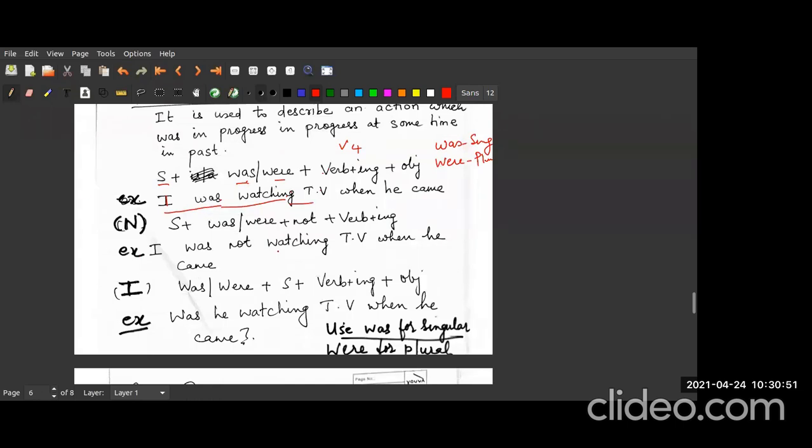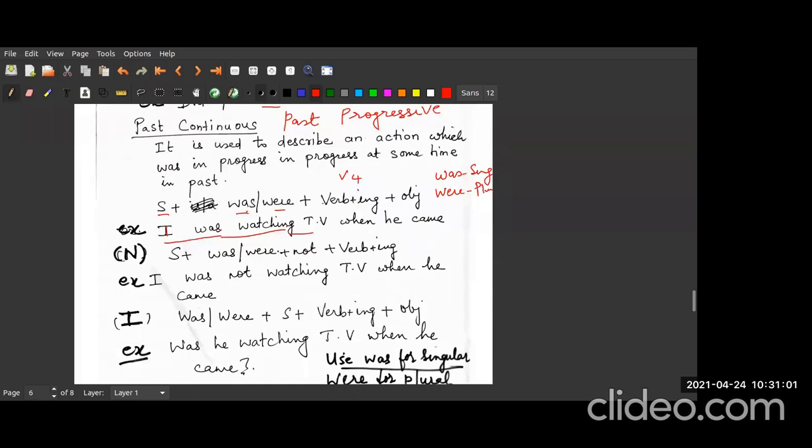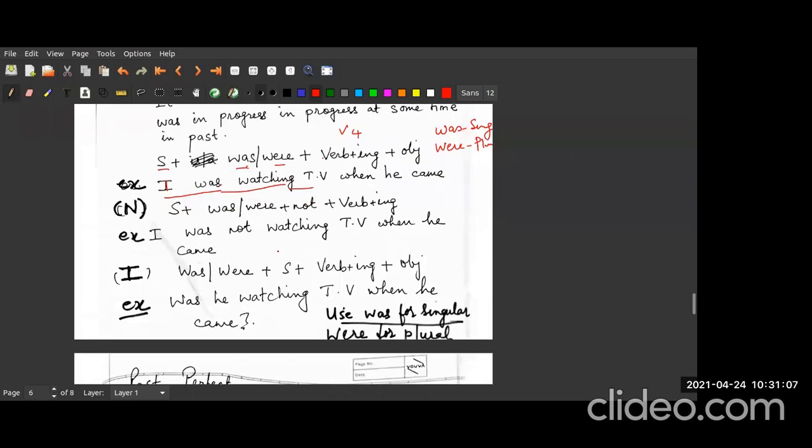I was not watching TV when he came. नेगेटिव है तो बस एक नॉट जोड़ दिए तो वो नेगेटिव हो गया. And again as I told you, you change the word order to make the interrogative. Was he watching TV when he came? You just change the word order and you make it interrogative.